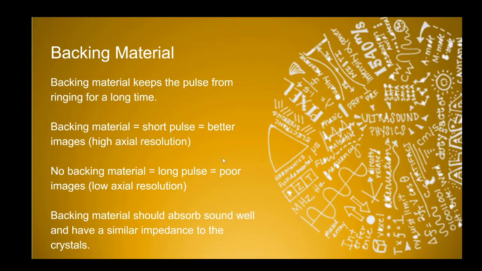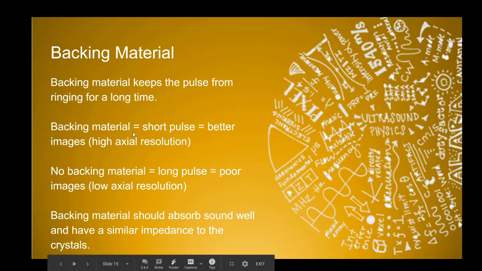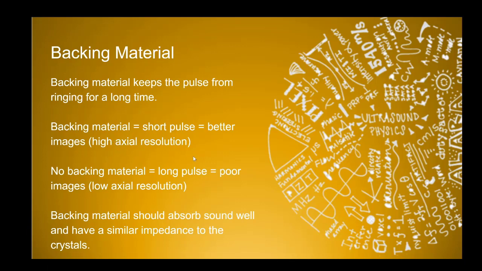Backing material, we talked about, keeps the pulse from ringing for a long time. Remember, continuous wave rings for super, super long, lots of ringing. No images come from that. So the shorter the pulse, the better our images are, and what that improves is the axial resolution. I believe next unit we'll talk about axial resolution, so we'll learn more about why short pulses are better. When we don't have any backing material, we get those long pulses, those long continuous waves, and when we have those longer waves, we have poorer images, again, due to axial resolution.